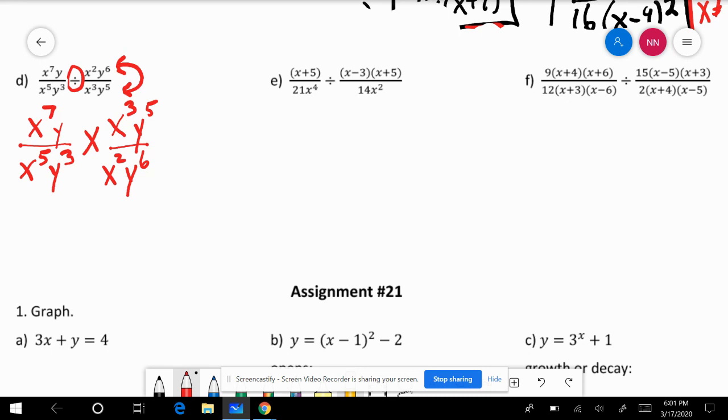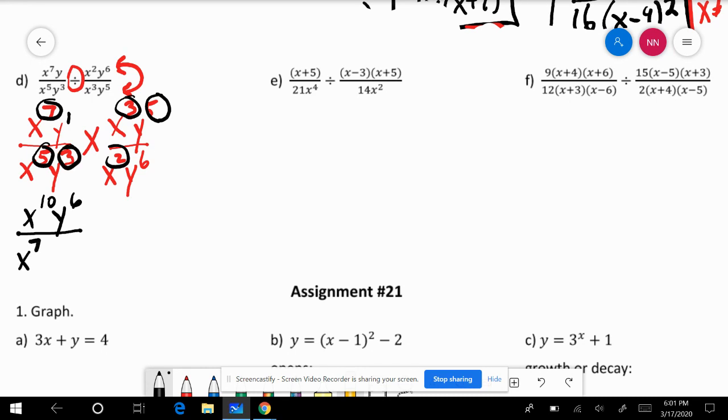Now what we're going to do is multiply across. So when we multiply across, remember we're adding the exponents. 7 plus 3 is 10. We have 1 and 5. That would be y to the 6th. We have 5 and 2. That would be 7. And we have 3 and 6. That right there would be 9.